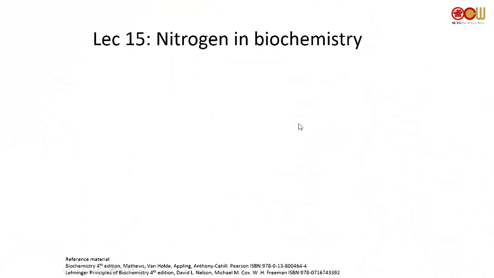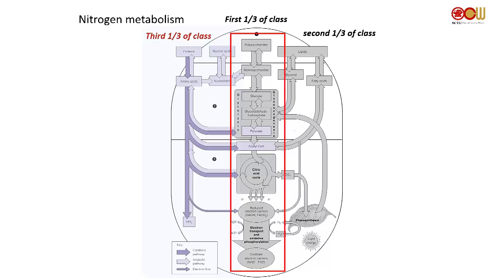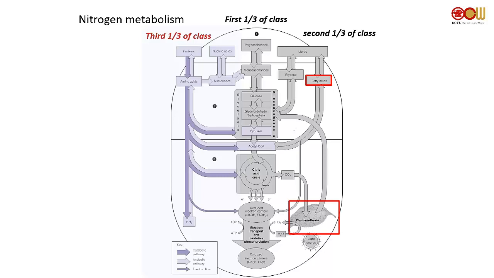So the next portion of the class, let's take a very brief overlook of what we talked about so far. The first third of the class, we focused on central metabolism, so everything in the middle. And then the second third of the class, we talked about fatty acids and photosynthesis, essentially everything on the right. Supposedly, the third of the class is supposed to focus on nucleic acids and proteins, basically everything related to nitrogen, okay? Nitrogen in biochemistry or nitrogen in life.